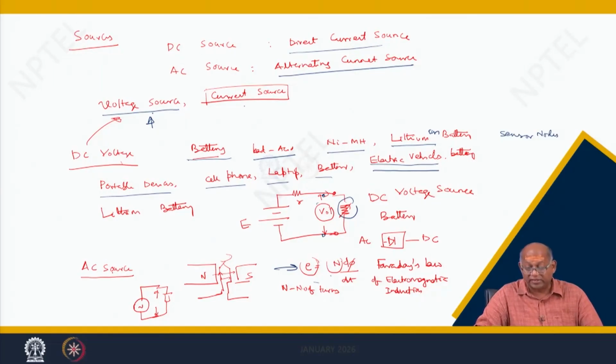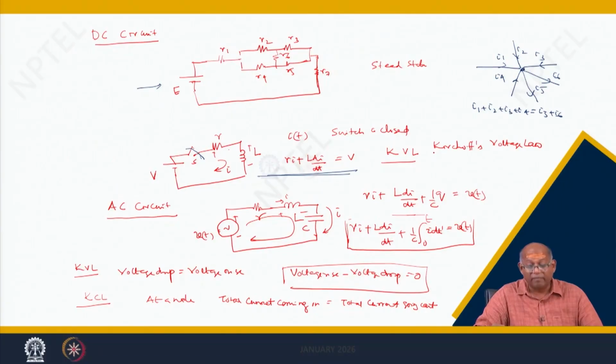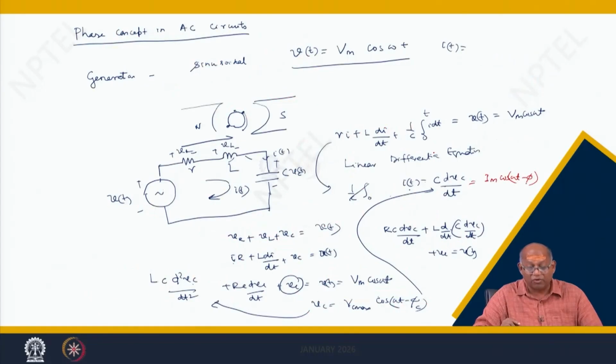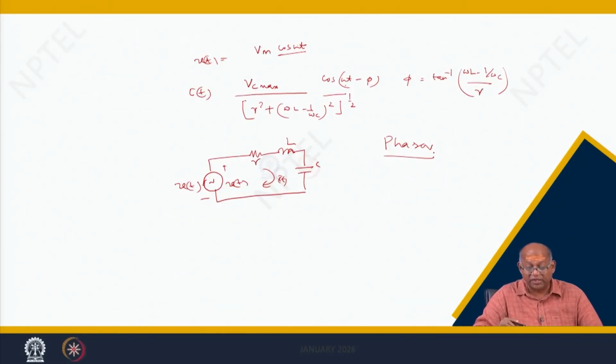The voltage generated is N d phi by dt, N is the number of turns. Then we have DC circuits and AC circuits, and they can be solved by the equations KVL and KCL. KVL is Kirchhoff's voltage law, where the voltage drop around the loop is equal to the rise. Similarly, Kirchhoff's current law: the current coming into the node is equal to the current going out of the node, and there is a phase concept in AC circuits, and you can go for the solution. V t is equal to V m cos omega t, and you can see that if the voltage supply is sinusoidal, the current is also sinusoidal.